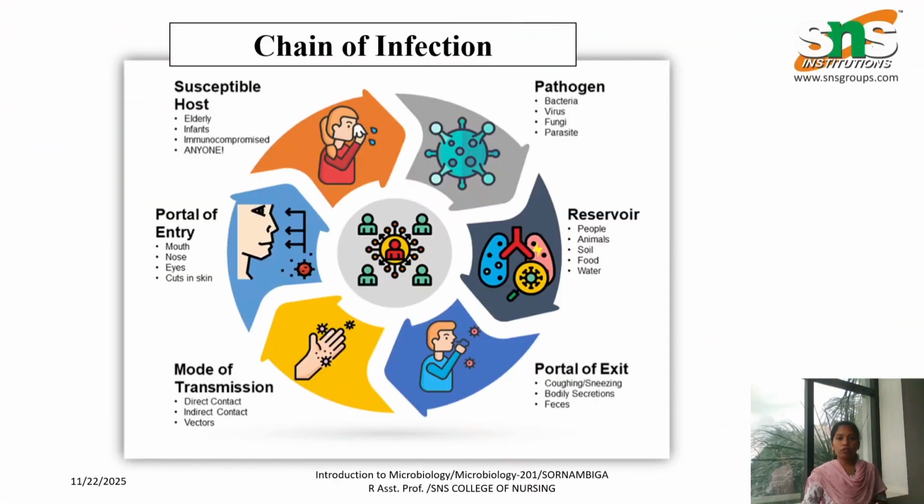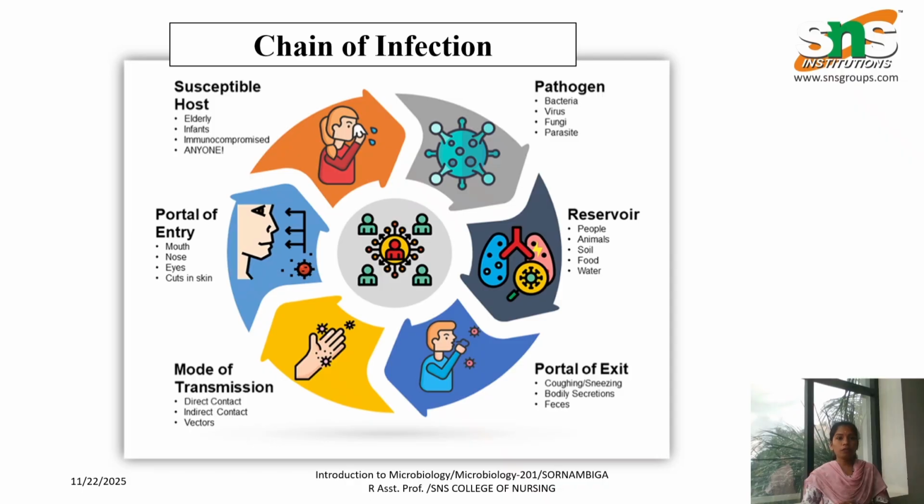Let's begin with the pathogens: bacteria, viruses, fungi and parasites. Hosts with reservoirs include human carriers, animals, soil, food or water. From there they exit through a portal, such as respiratory droplets from cough and sneeze, gastrointestinal feces, bloodstream, urine or tears. These are the portals to spread from one person to another person.